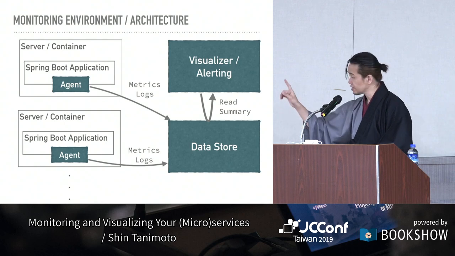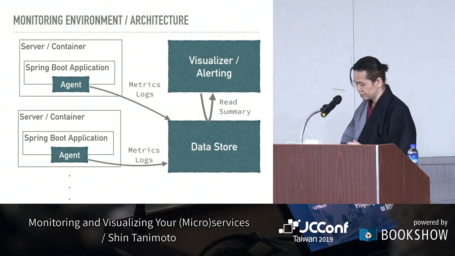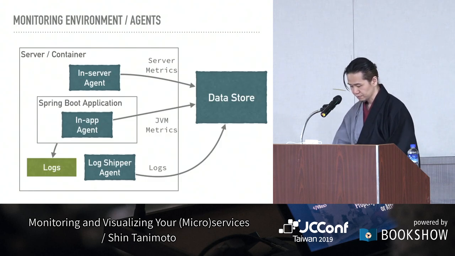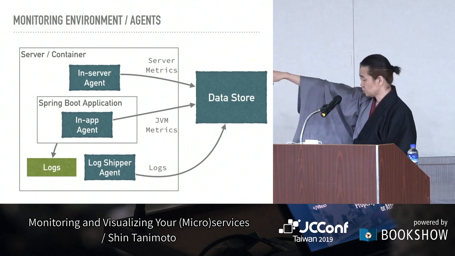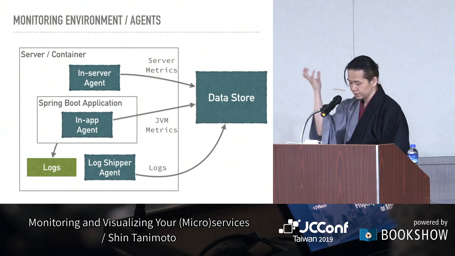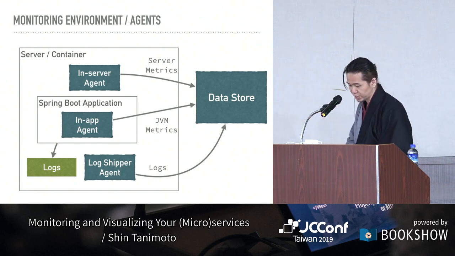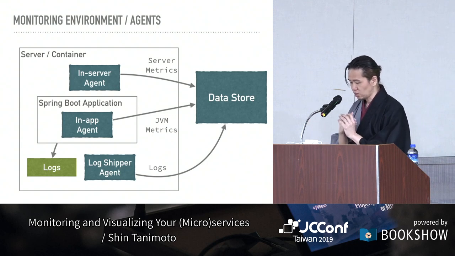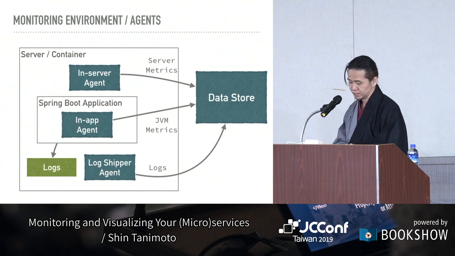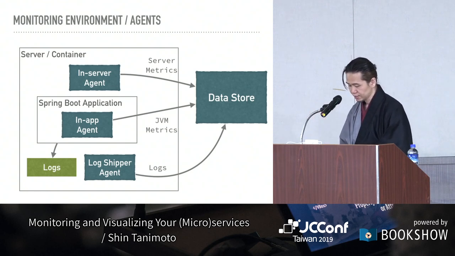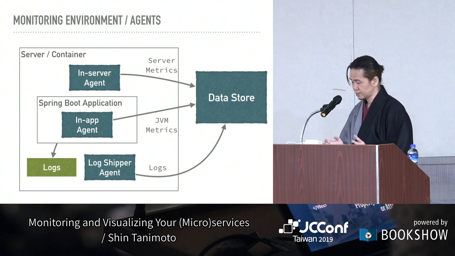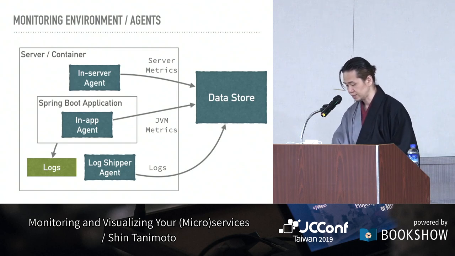So here I described only one agent, but it is actually divided into several agents. Let's take a closer look. The agent at the server, the top one, or container, sends the metrics of server resources to the data store, like CPU or memory usage. And the agent running in the Spring Boot, the in-app agent, also sends the metrics of the JVM, like heap information or GC information, to the data store. And the logs output from the Spring Boot application are forwarded to the data store by the log shipper agent. So there are three types of agents here. And agents are thus separated by purpose. Some agents, like FluentD, may play multiple roles, but for the sake of convenience, they are considered separate here.